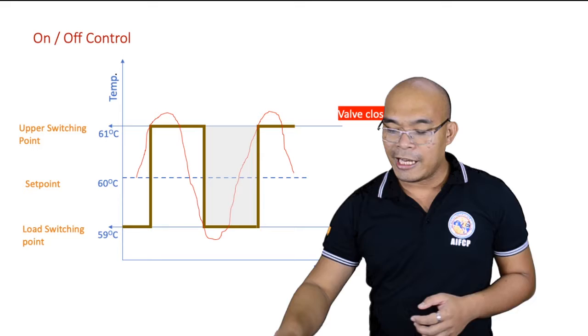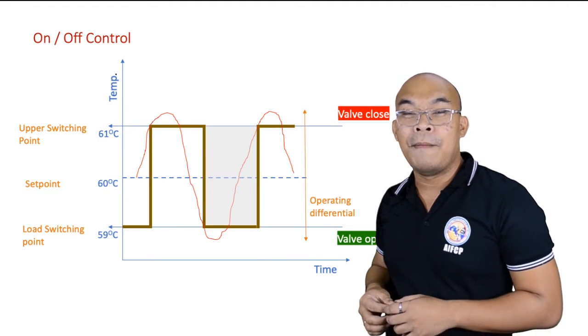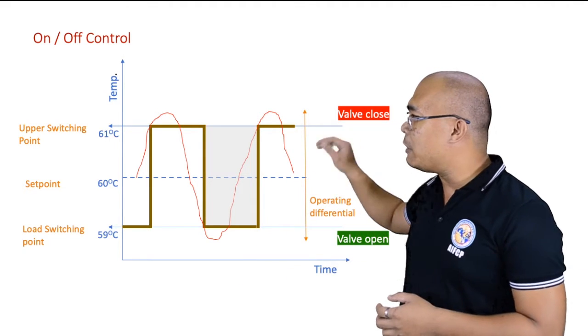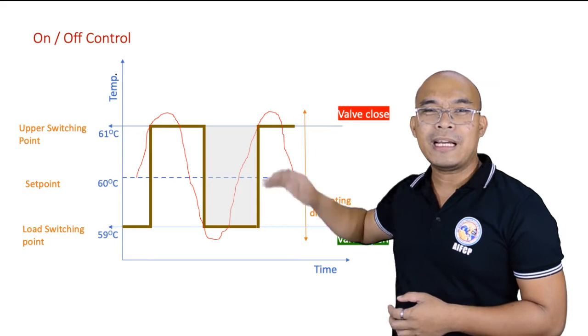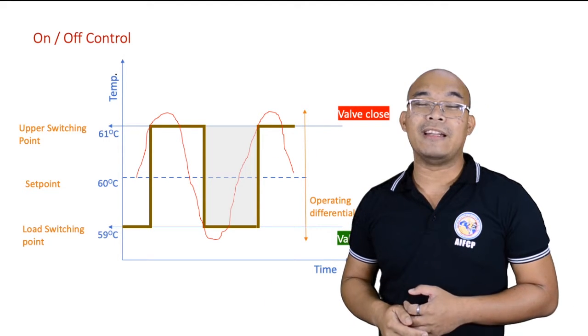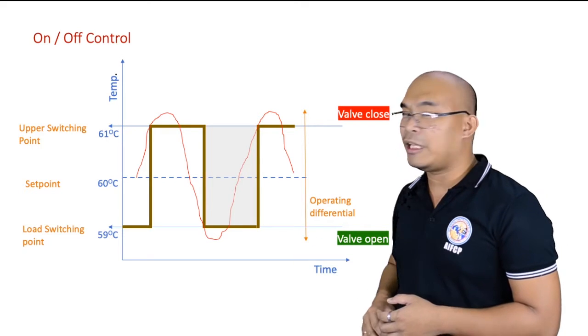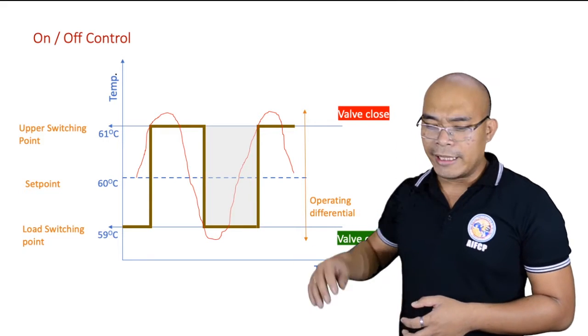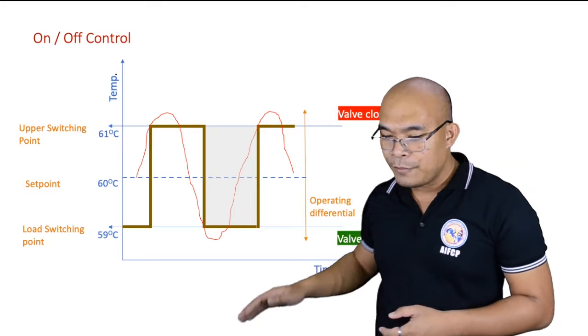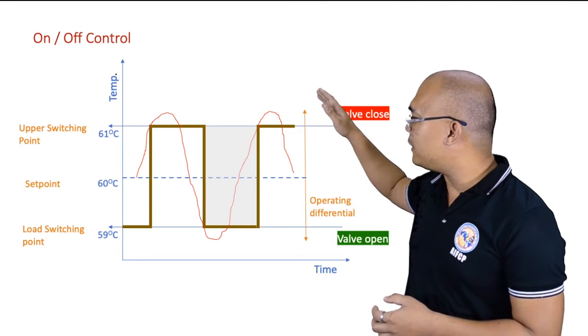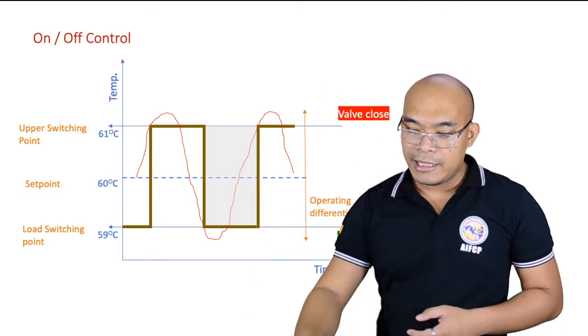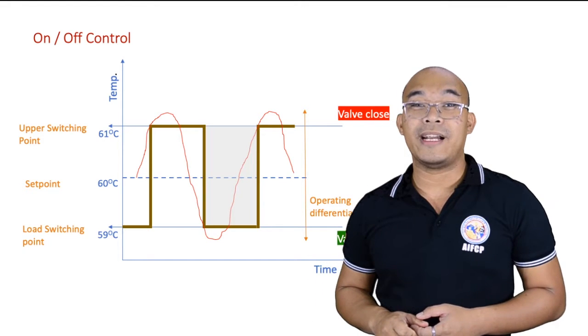So yung distance niyan, yung tawag natin dyan sa wave na ito, yung sinusoidal wave, yung pinakataas na dyan, ang tawag natin yan, the peak, di ba? The peak point of our curve. And then yung sa baba naman, yung tawag natin yung trough. Okay? And then the distance between 2 points, yung nasa dulo, nasa taas at nasa baba, ang tawag natin yan, that is the operating differential.